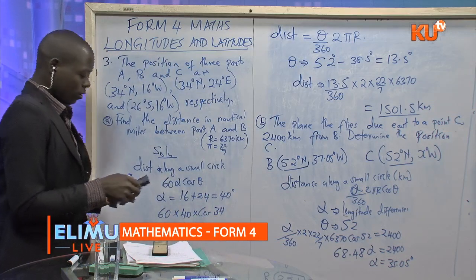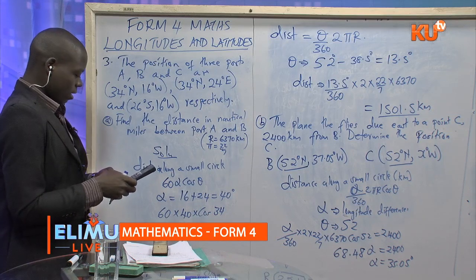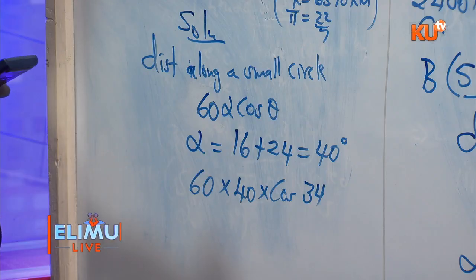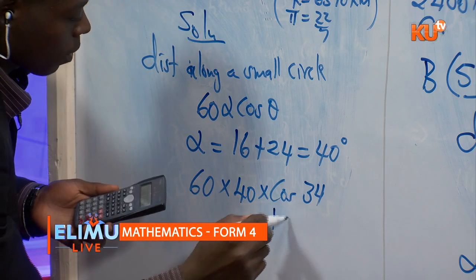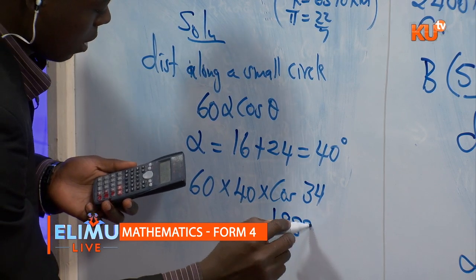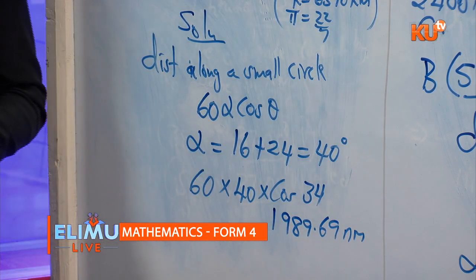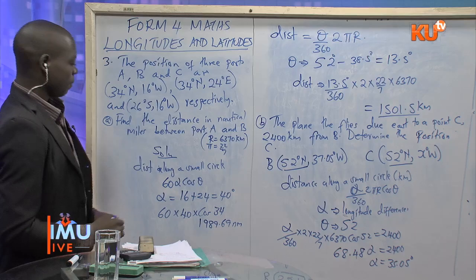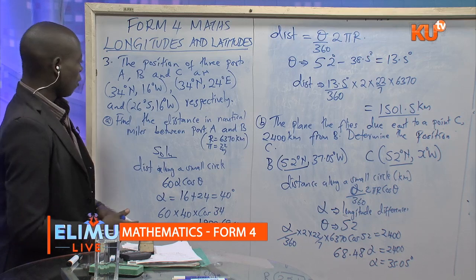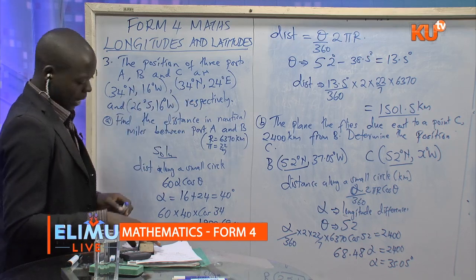So we also replace in your calculators. We have 60, we multiply by 40, multiply by cos 34. That gives us 1989.69 nautical miles. 19.89 nautical miles. That is the distance along the ports A and B in nautical miles.